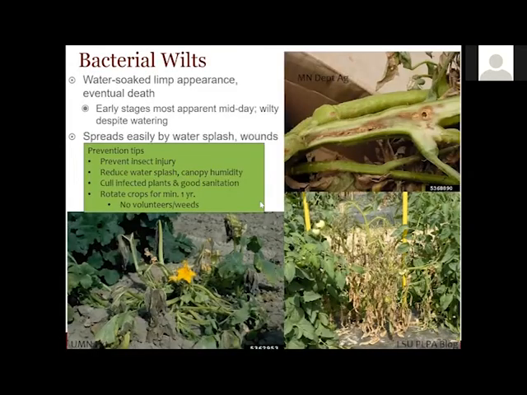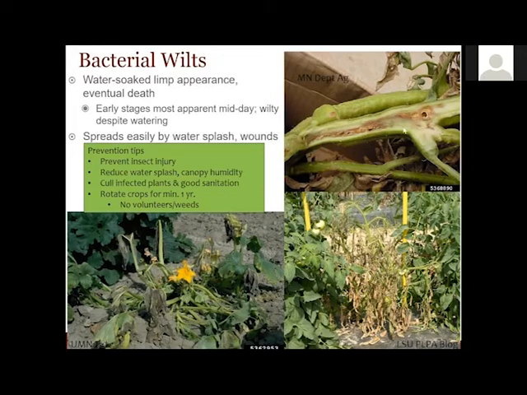With bacterial wilts, this is what they look like typically. You're going to have a really water-soaked and limp appearance, followed pretty quickly by plant death, or at least a significant portion of the plant will die quickly. In the early stages, it's most apparent midday when it gets really hot, and it will be really wilty despite watering, because the vascular tissue is really damaged and physically clogged up as well.